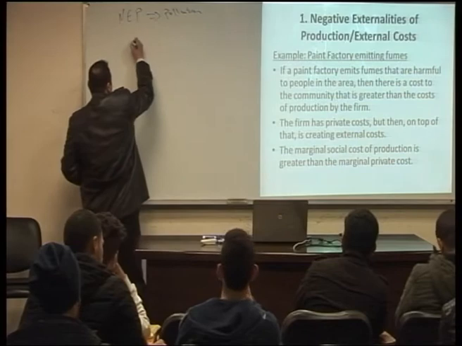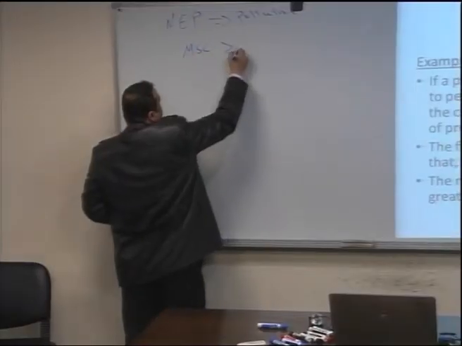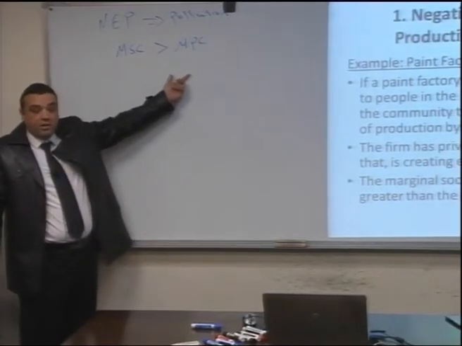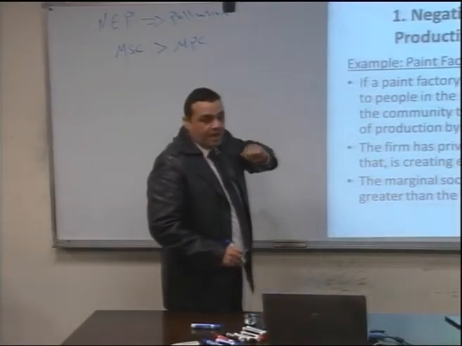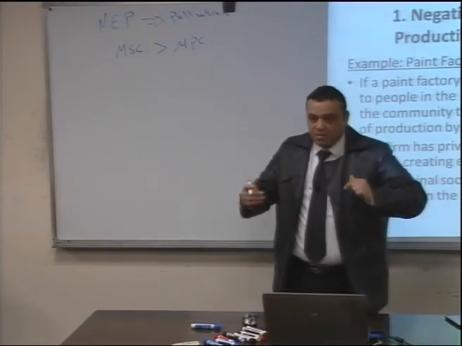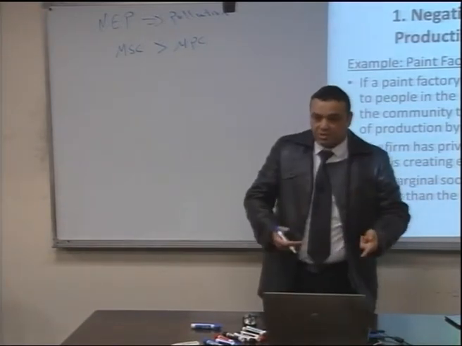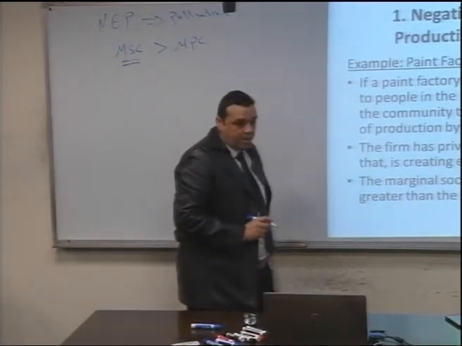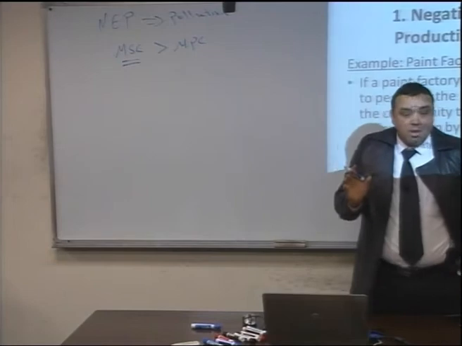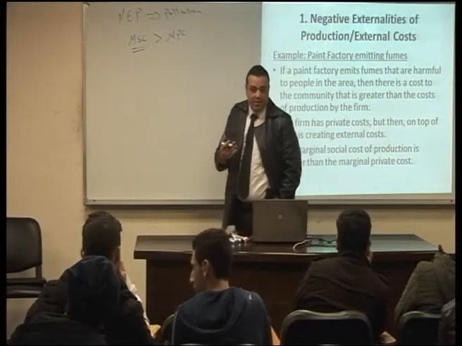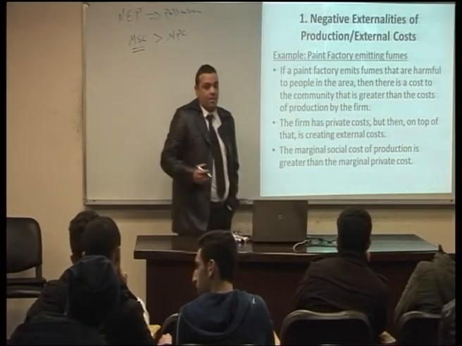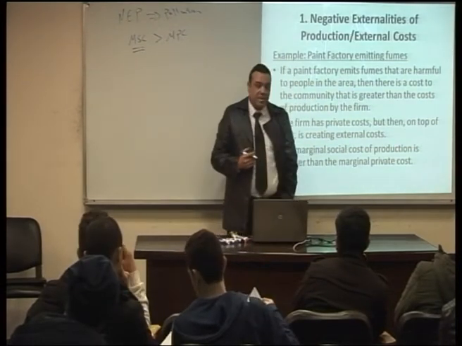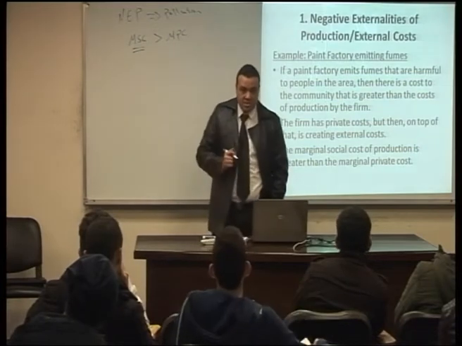When there is pollution in the community, the marginal social cost is bigger than the marginal private cost. There is a cost for the private sector, but the factories emitting fumes create a problem, create pollution, and the marginal social cost here is bigger than the marginal private cost. Now, how could the government deal with such a problem? How can the government internalize the negative externalities of production in this case?